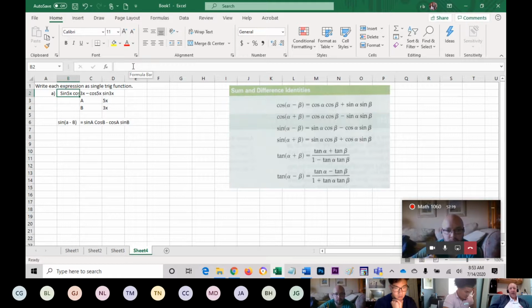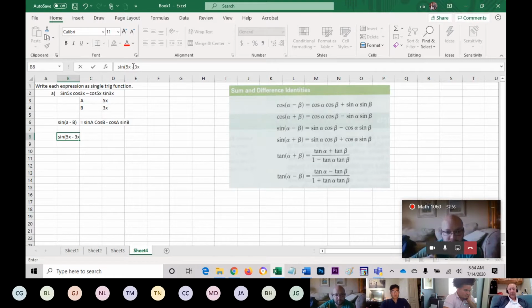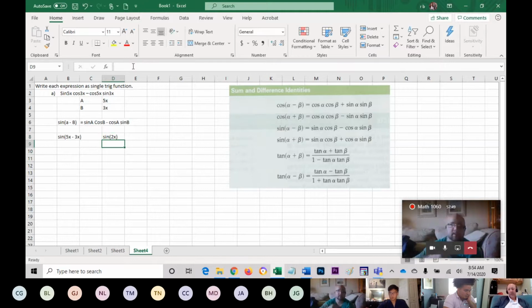You've already got the right side. We want to go to the left side. So it'll just be sine of 5x minus 3x. You could probably simplify that further, and that would be 2x. Sine of 2x. Piece of cake?